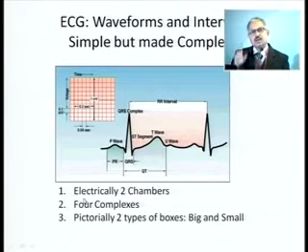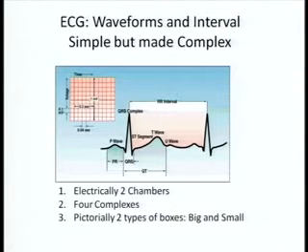Now, since it's a graphic representation, the representation occurs on a graph paper. That graph paper is the ECG paper, which has small squares and big squares.